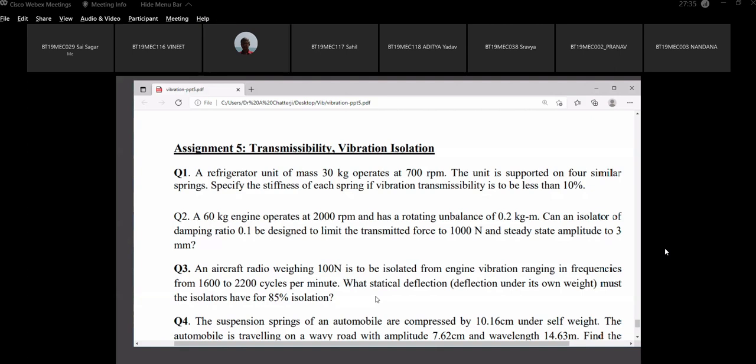So first we'll find the frequency ratio. For frequency ratio, which frequency will you take? 1600 or 2200? Or a frequency in between? Sir, we will take 2200 as the frequency. Aditya Jadhav is saying 2200.